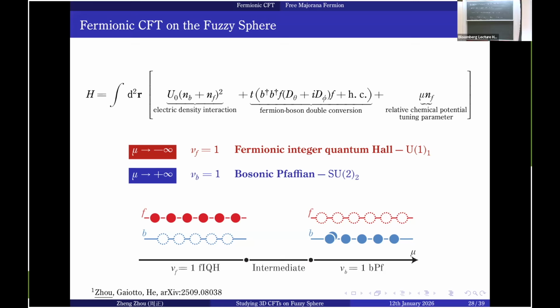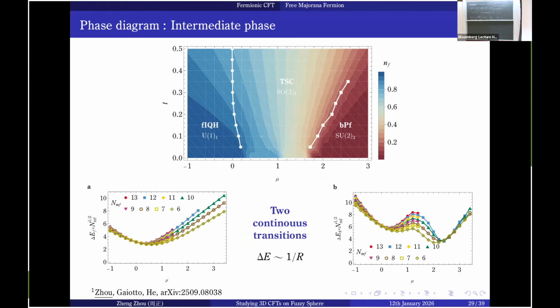And numerically, we have observed an intermediate phase. The transitions between the fermionic integer quantum Hall, or U(1) level 1, phase and the intermediate phase, and between the intermediate phase and the SU(2) level 2 phase, are both continuous. So the energy gap closes at both.